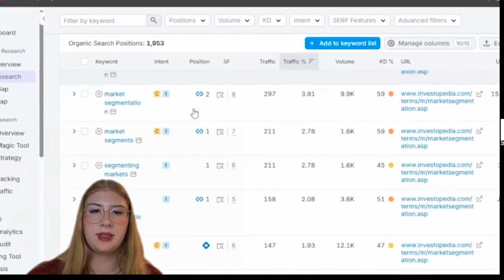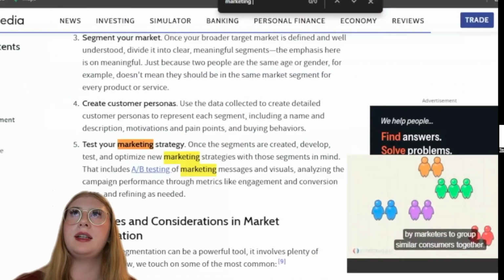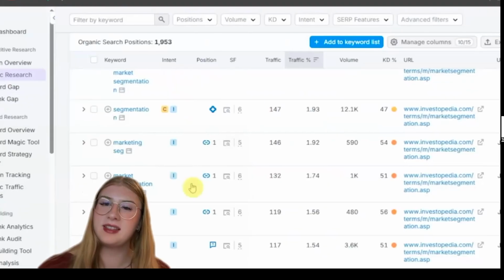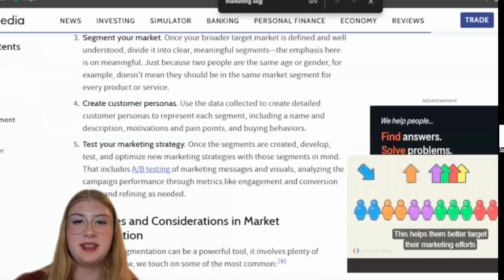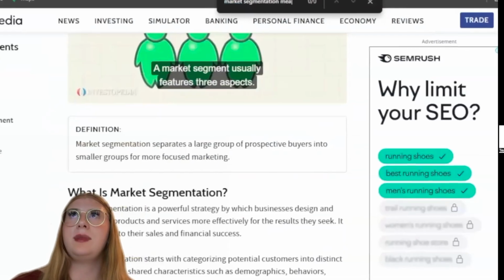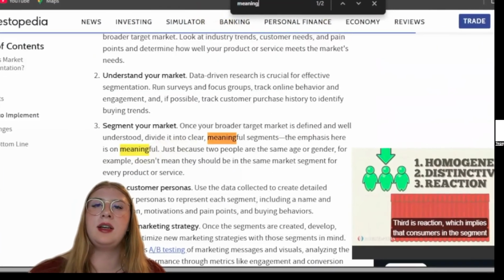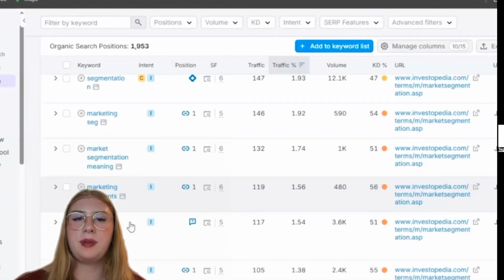Now let's search segments. Here we see that market segments is used, which is closely related to the main keyword, but is not the exact match. This is the power of semantic SEO. Now let's search for the term marketing segmentation meaning. It's not found directly in the article. When we search for meaning, we can see that it's present. This is another example of semantic SEO.